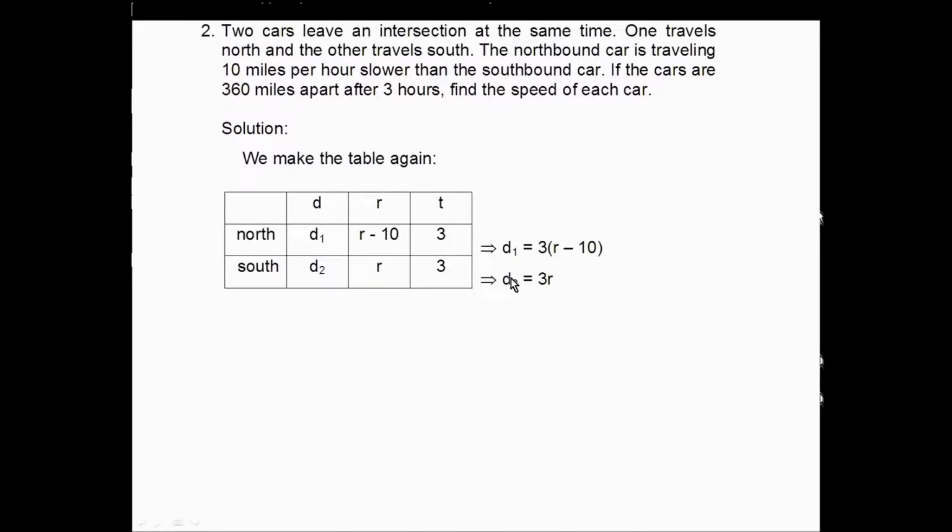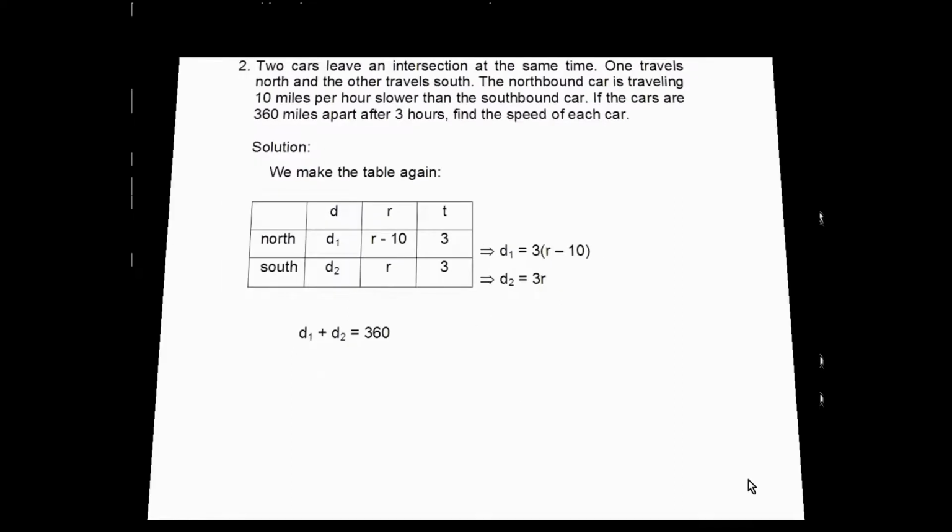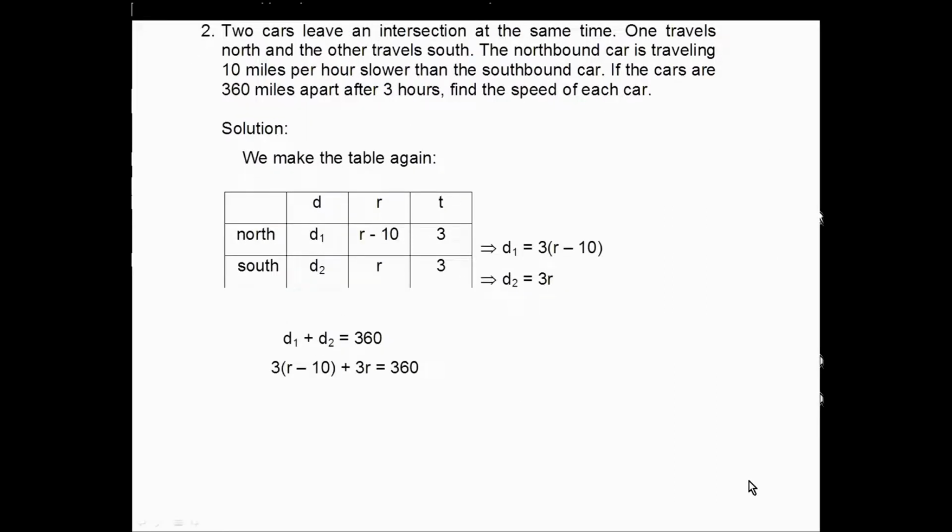Now remember, these D's are not the same. What we know is that the sum of the distances is how far apart they are. So D1 plus D2 has to be 360. Because, again, they're 360 miles apart after 3 hours. Replace these D's with their equivalent expressions. So 3 times R minus 10 plus 3R is equal to 360. And there's our equation. And notice, we're looking for rates. I'll be finding a rate.